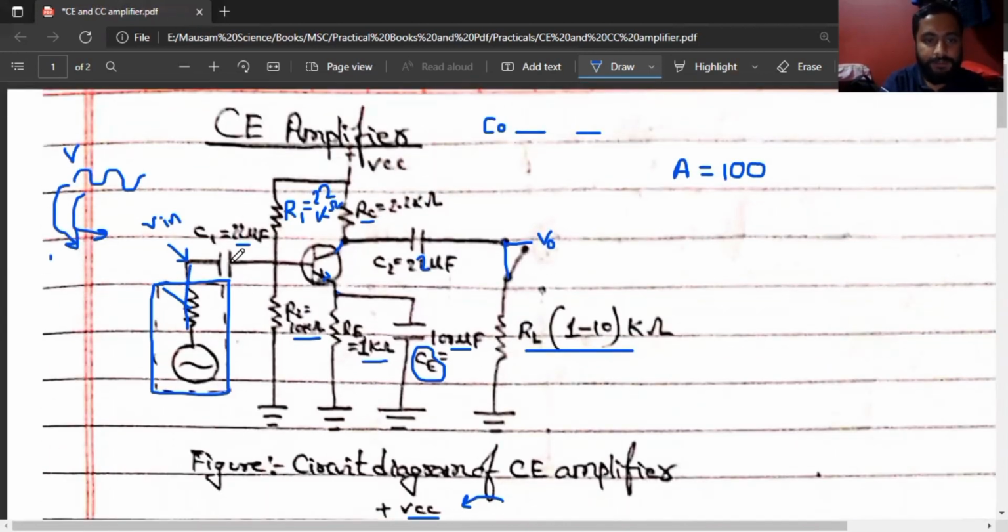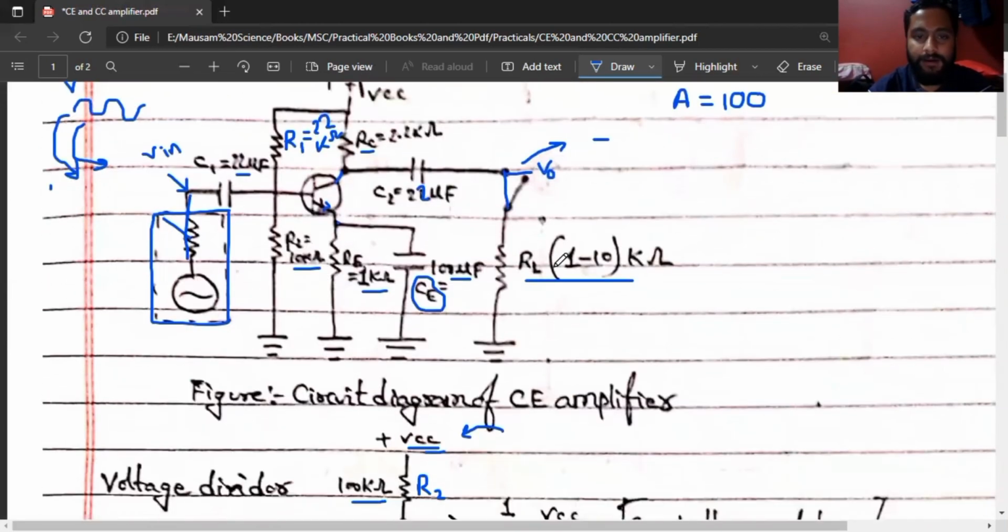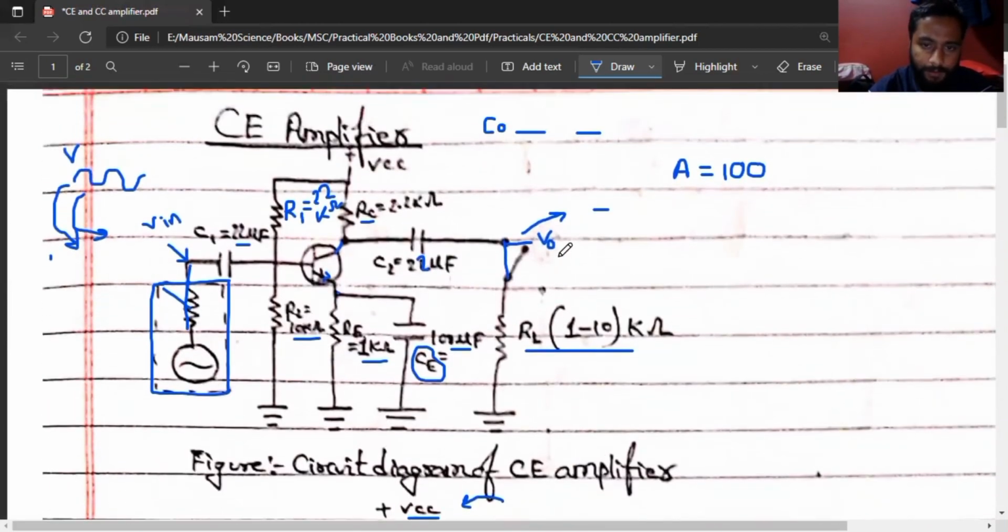Now the current flows in the circuit, and when the current is supplied over here, its gain is about 100, and we'll see the output voltage in an oscilloscope. An oscilloscope is an electronic device which makes the experiment easy and helps us digitize our data. We can get an analog signal as a digital signal through the oscilloscope, and from here we can get V output. We can see V in and V out both in the oscilloscope.